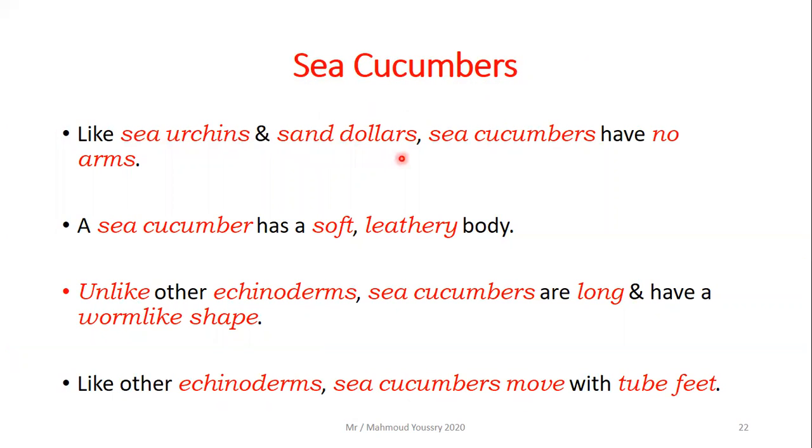Like sea urchins and sand dollars, sea cucumbers have no arms. But a sea cucumber has a soft leathery body. Unlike other echinoderms, sea cucumbers are long and have a worm-like shape. Like other echinoderms, sea cucumbers have tube feet for movement.